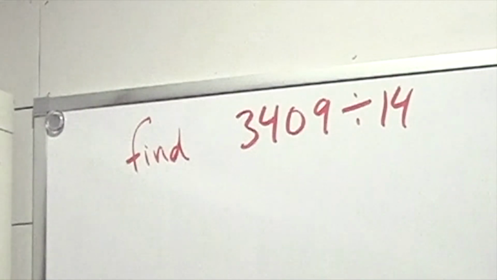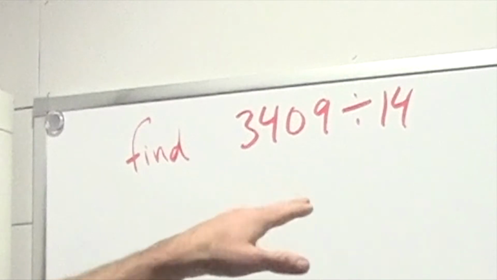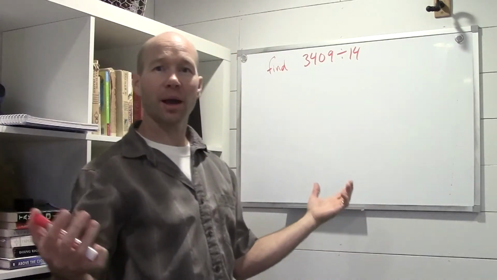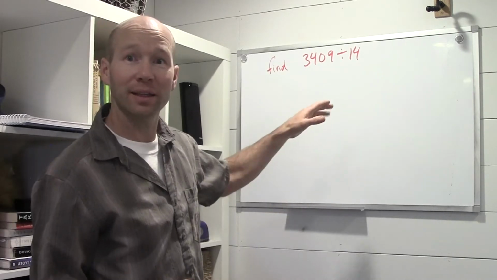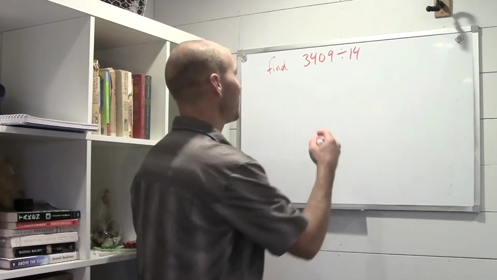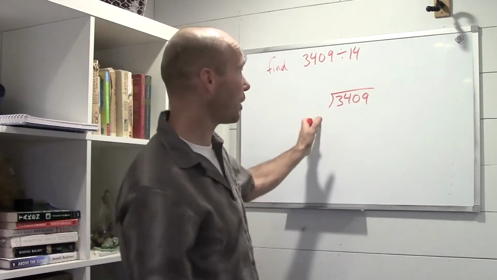Okay, so we've got a new question that you can write on your paper. Find 3,409 divided by 14. And I'm going to set this up the exact same way. I'm going to put my dividend on the inside of the box, so go ahead and write that on your paper. I'm going to put my divisor on the outside of the box.